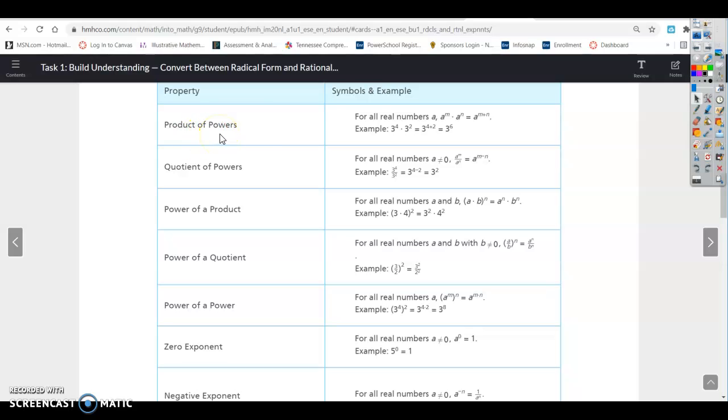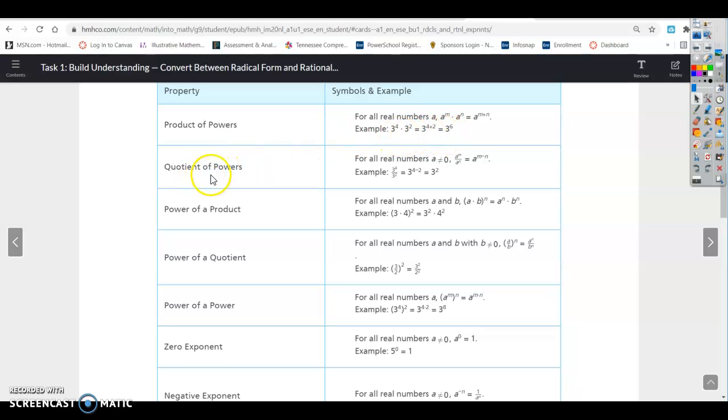So the first property is a product of powers. For any real number a, a to the m times a to the n equals a to the m plus n. So basically when you're multiplying with the same base, you can add the exponents. And here's an example with numbers. Make sure you write these down.